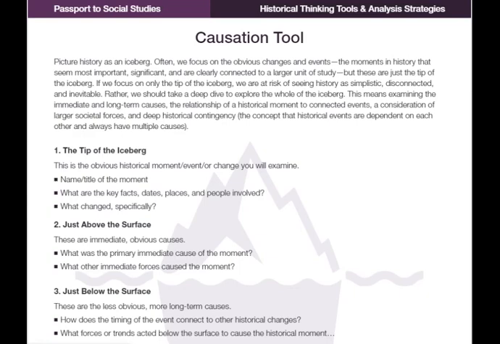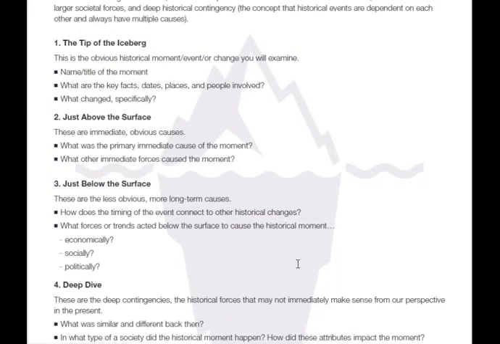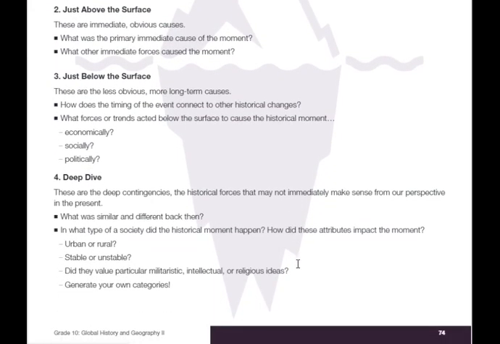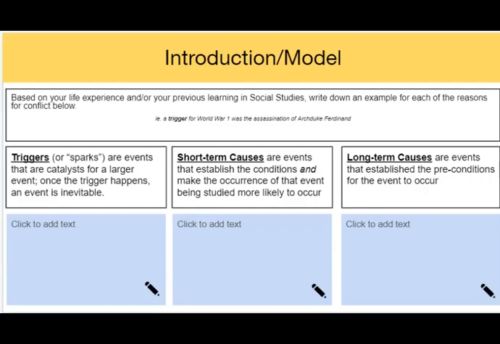Focus on only the tip of the iceberg, we are at risk of seeing history as simplistic, disconnected, and inevitable, meaning bound to happen. Rather, we should take a deep dive to explore the whole of the iceberg. This means examining the immediate and long-term causes, the relationship of a historical moment to connected events, and a consideration of larger societal forces, meaning what was going on, the bigger picture, and the deep historical contingency, meaning the concept that historical events are dependent on each other and always have multiple causes. So we got 4 things to do that they say: tip of the iceberg, just above the surface, just below the surface, and deep dive. So how are we going to take that apart?